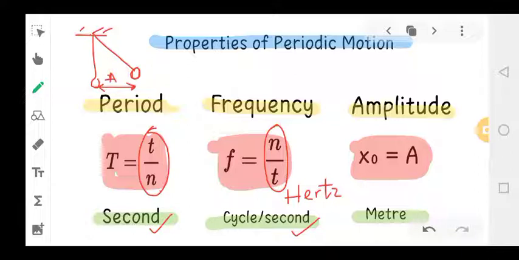So the pendulum will swing to this point, and it will not stop here. It will swing to the other side and still cover the same distance in the reverse direction. And we still call that also the amplitude.